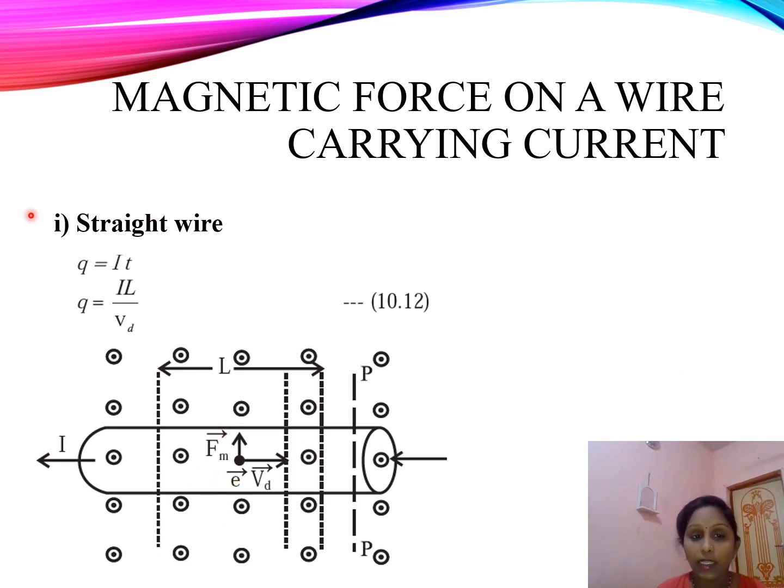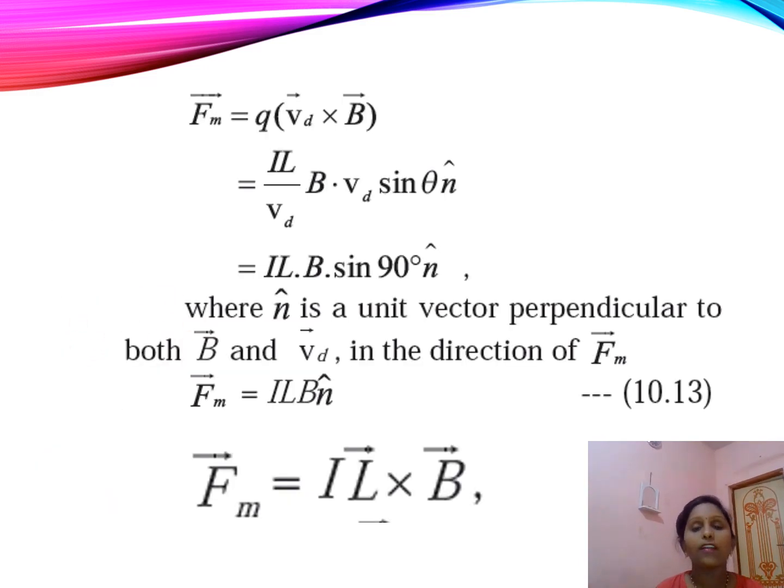Then the charge becomes q is equal to I t. We know speed is equal to distance by time. So here time is equal to distance by speed. Here distance is taken as L, speed is v_d, that is the velocity. So q is equal to I L by v_d. Velocity and speed are similar, as velocity is speed in a particular direction. Force acting on the charge due to the magnetic field is denoted as F_m.